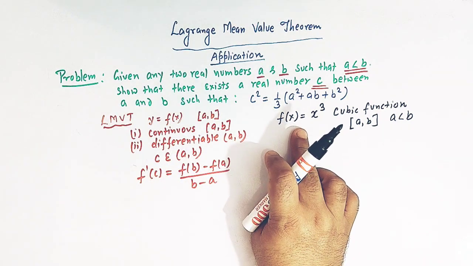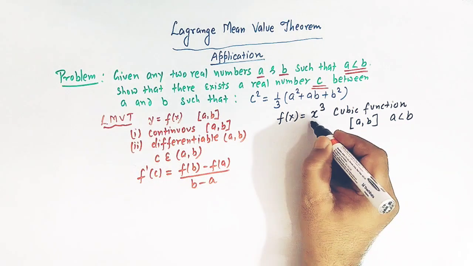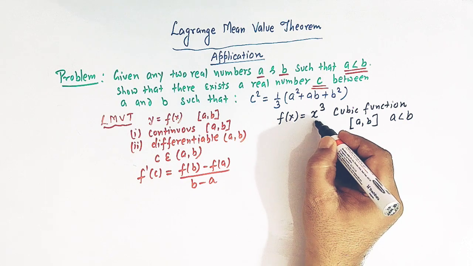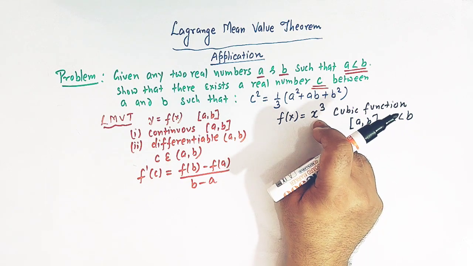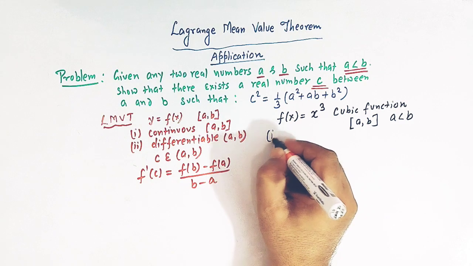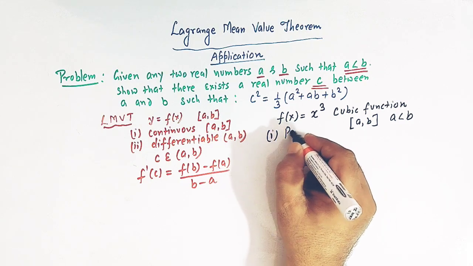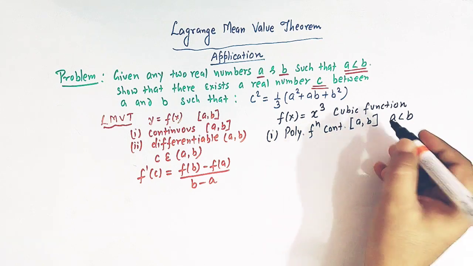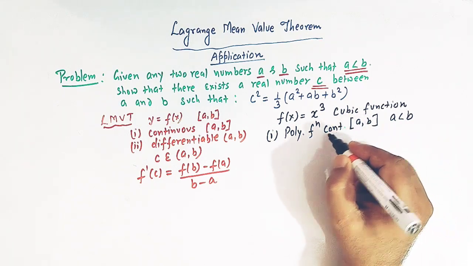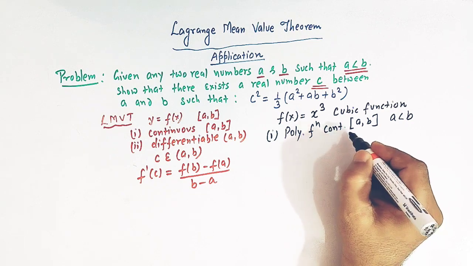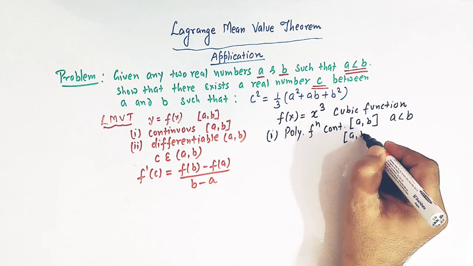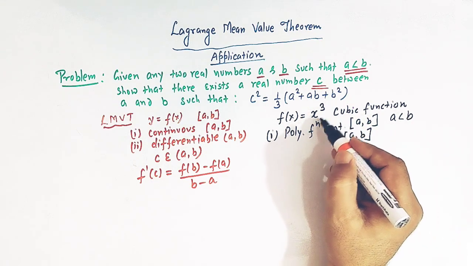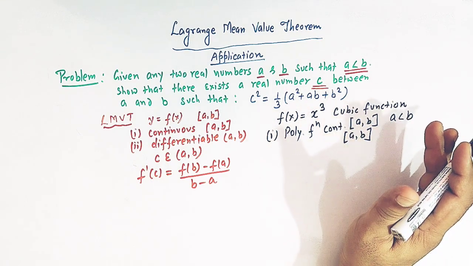Once we have assumed this function f of x, let us verify the conditions of Lagrange's mean value theorem for this function. Now see, f of x is equal to x cube is a polynomial function, and we know that all polynomial functions are continuous in the given interval. Here the interval is a comma b.